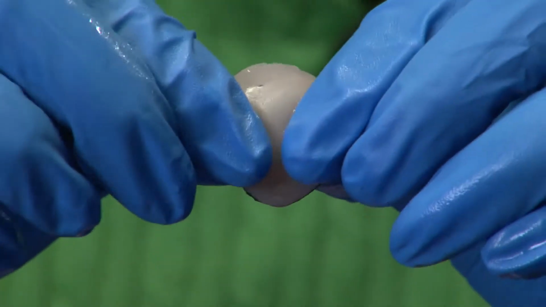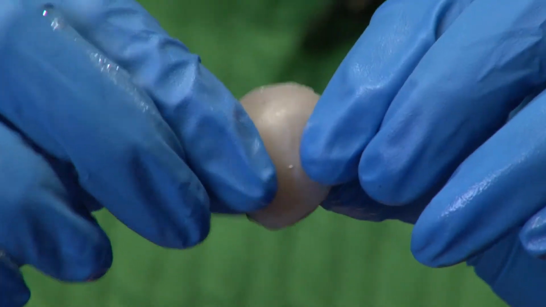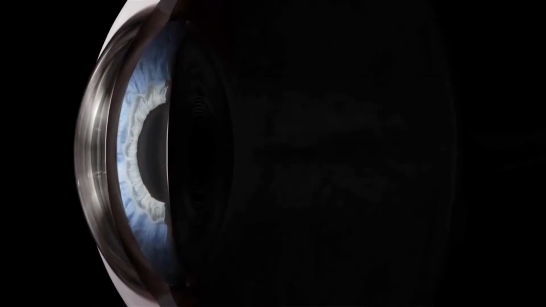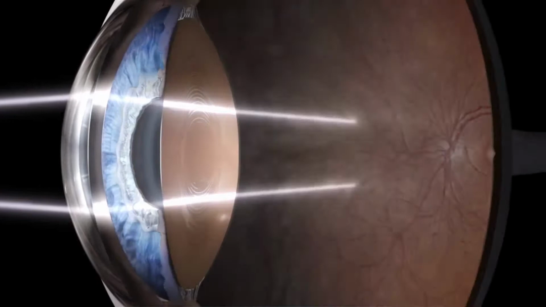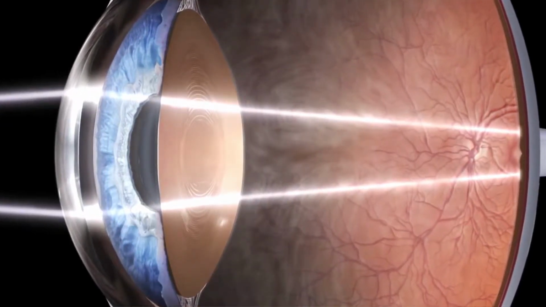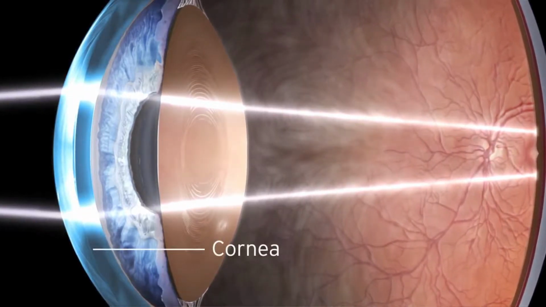If the cornea is too thick, it can cause nearsightedness or myopia, or if it's too thin, it could cause farsightedness or hyperopia. The cornea is a transparent tissue that refracts most of the light that enters our eyes. Refractive errors, such as nearsightedness and farsightedness, are caused because of abnormalities within the cornea.